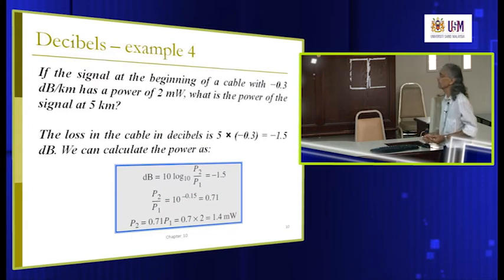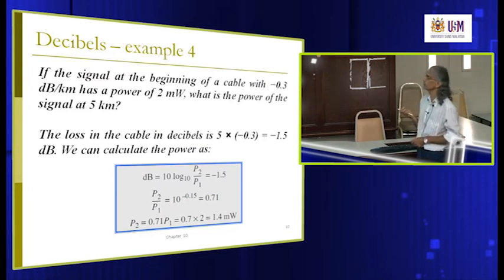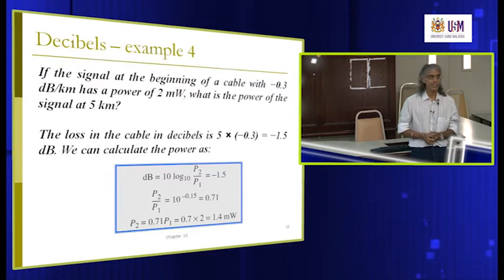Another example is a signal at the beginning of a cable. So now we're using the standard of a cable. The cable says that the attenuation of the cable is -0.3 decibels per kilometer. So what it means is that for every kilometer of the cable, the signal strength will reduce by 0.3 of a decibel every kilometer it travels. Right? So in this case, at the beginning the signal is 2 milliwatts, and the signal travels for 5 kilometers on the cable. So we're going to find out what is the signal strength at the end of the 5 kilometers. Right? So very simple.